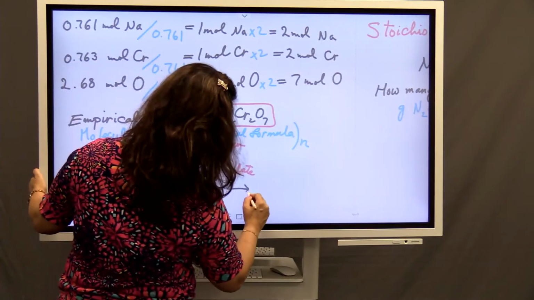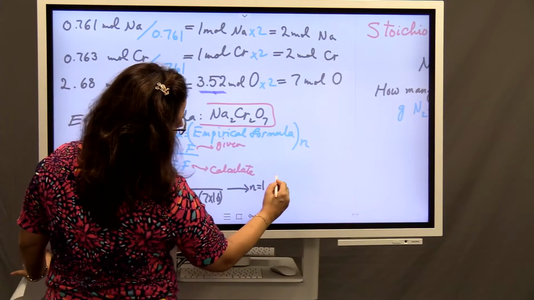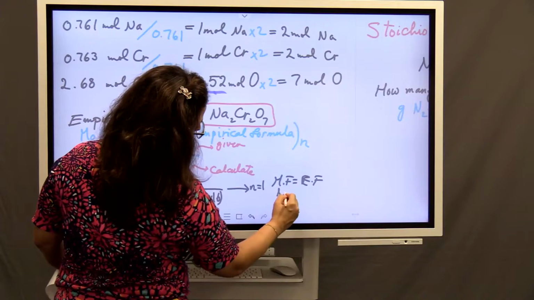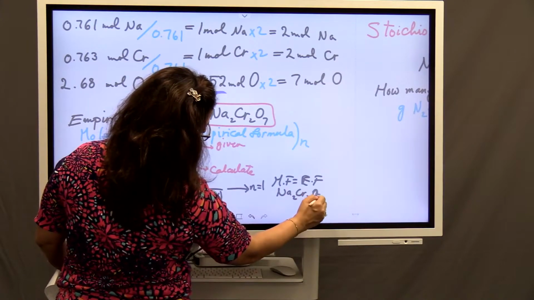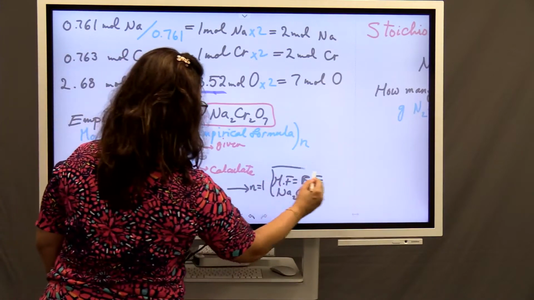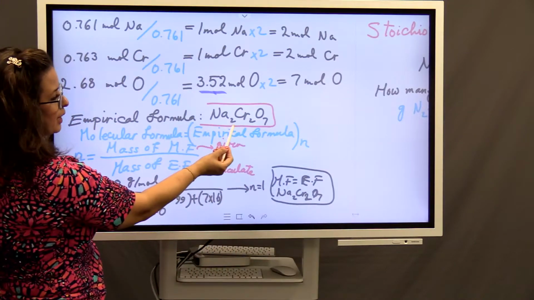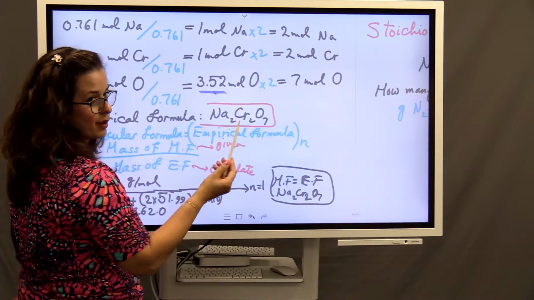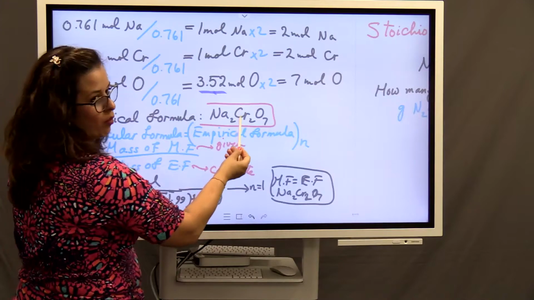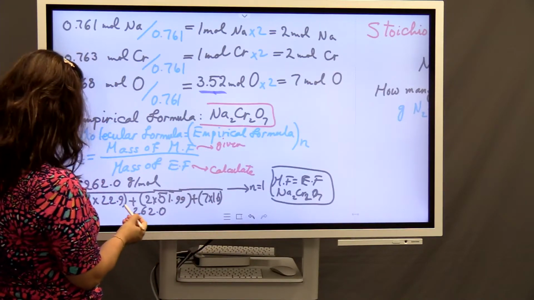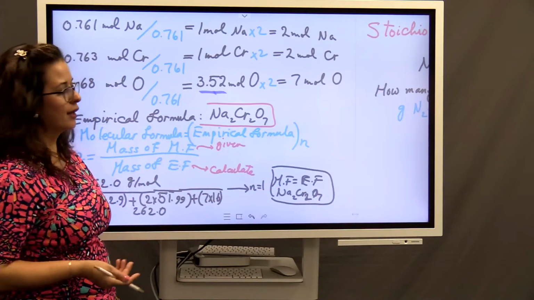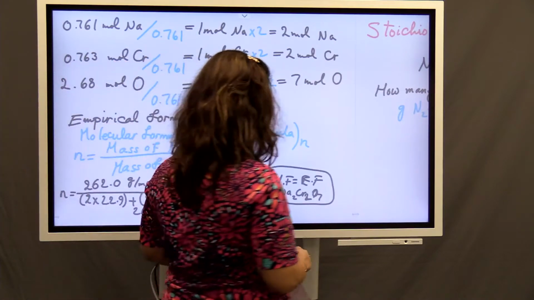So N in this case is 1, means that molecular formula is equal to empirical formula in this case, and both of them are Na2Cr2O7. If N was a number greater than 1, you should have simply multiplied these subscripts by the number. For example, if N was 2, you would have said this is Na4Cr4O14. Okay, so here that was the simplest, N is 1. So empirical and molecular formula are the same, and it is correct for sodium dichromate.